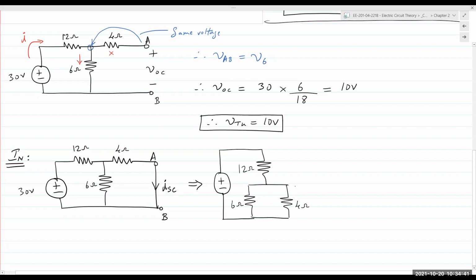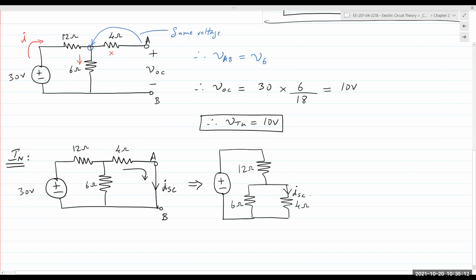Because of the short, I can see if I trace the arrow back, it tells me that ISC is the same current that is flowing through the 4 ohm resistor, right? So all I need to do is find the current flowing through the 4 ohm resistor. To find the current in the 4 ohm resistor, I can take a couple of different techniques. They're kind of the same.